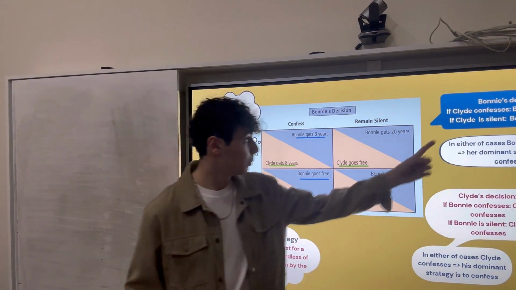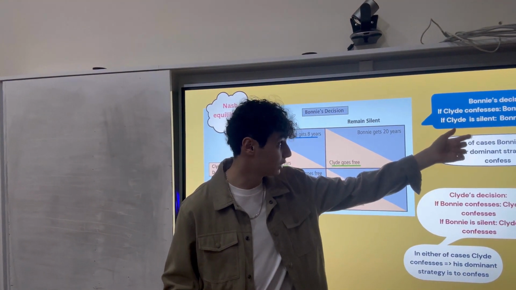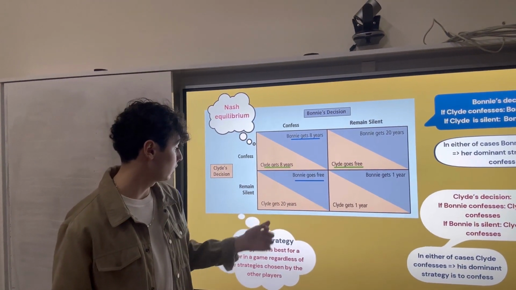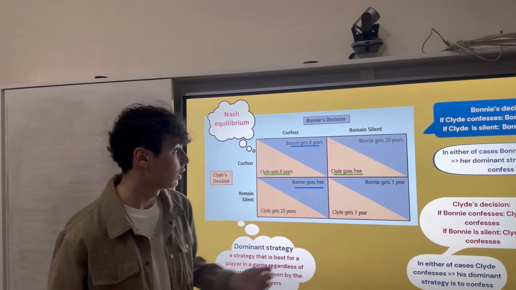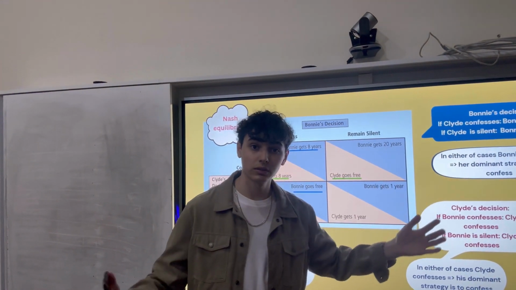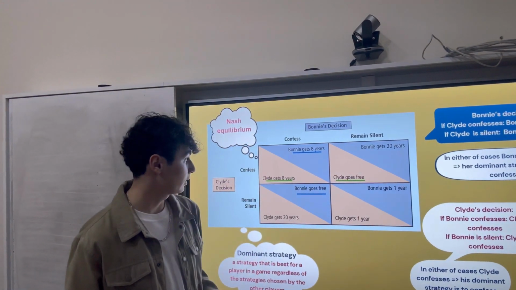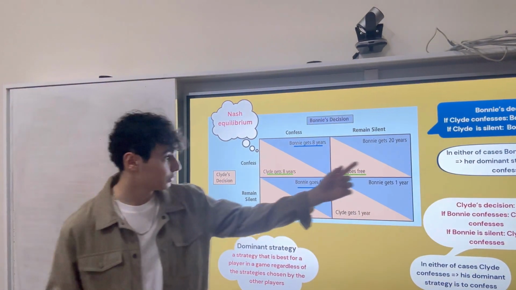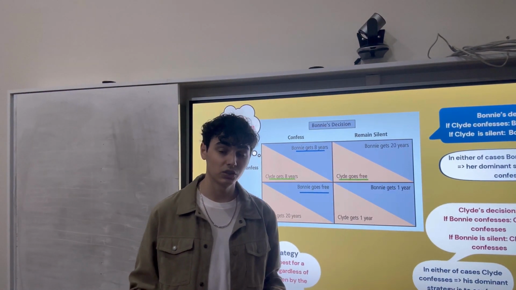So, in here, Bonnie's decision, if Clyde confesses, will be that Bonnie confesses, because in that case, she gets 8 years instead of 20 years. But if Clyde is silent, Bonnie also confesses. Why? Because in that case, Bonnie goes free. So in either of these cases, the dominant strategy is to confess.